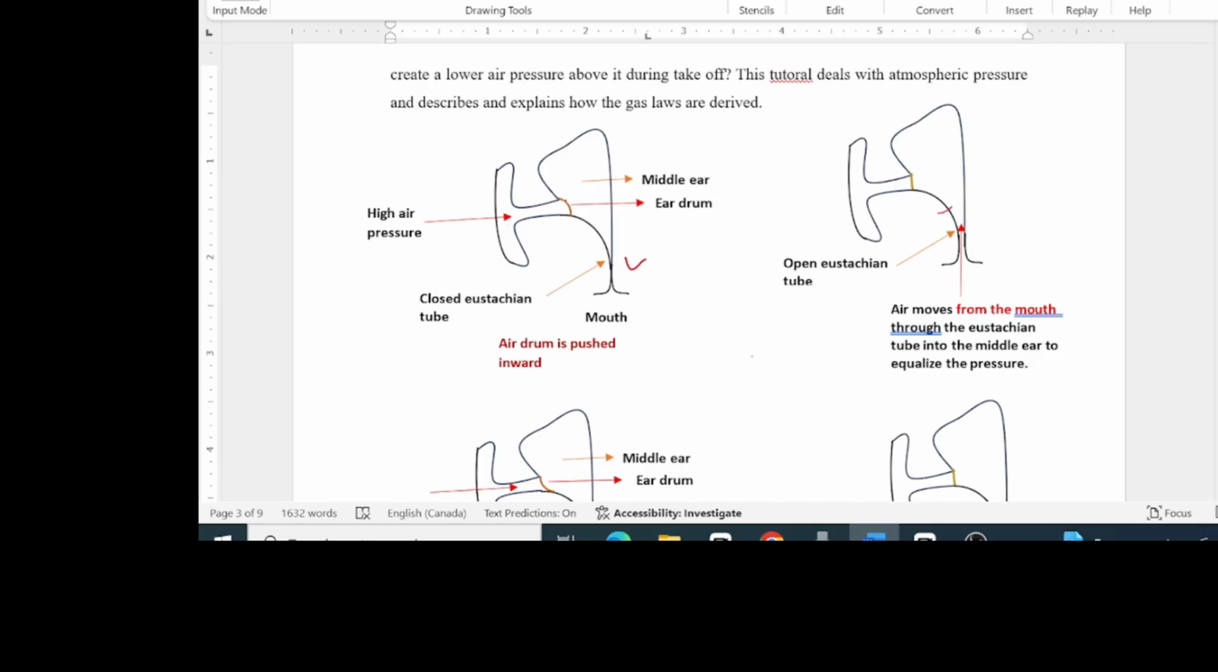It has an eardrum that separates it from the outer ear, and a closed eustachian tube that separates it from the mouth. So this here is an airtight cavity. Now let's see what happens during ascension.